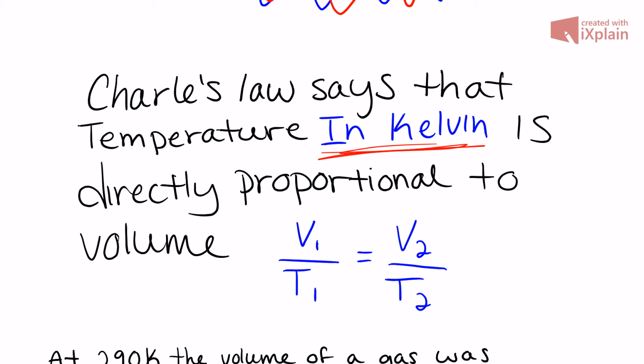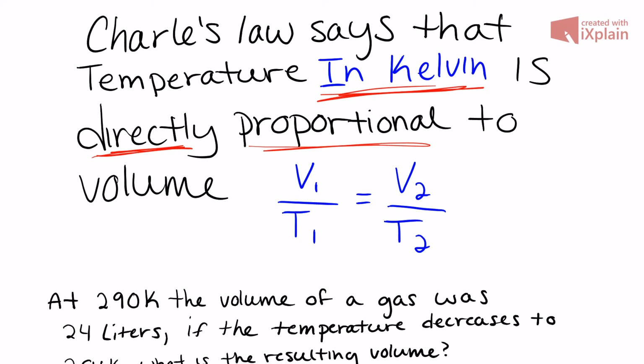And another important thing to know, a lot of chem professors put this on their tests, is they want to know if you understand that it's directly proportional to volume. Boyle's law is inversely proportional, and Charles' law is directly proportional. That's definitely something to know.